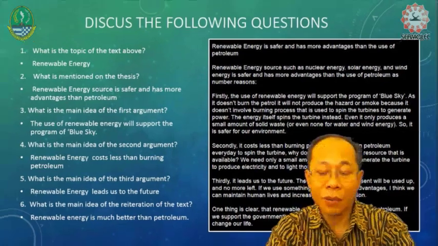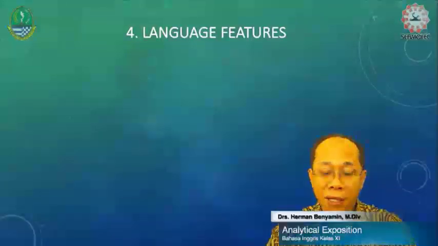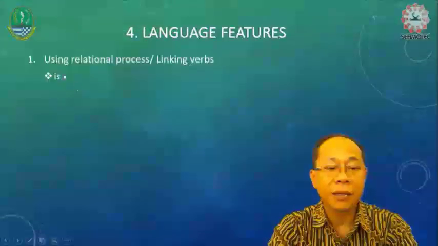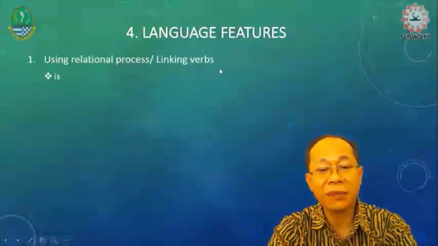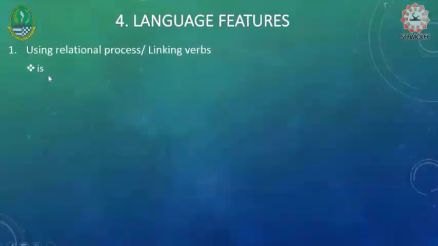Now, we would like to go to the language features. You have to know what there is in the text of analytical exposition. Okay, first, it uses the relational or linking verb. We find the linking verb is. The linking verb is a word that links the subject and the predicate, the subject with the place, the subject with the adjective. And I find the linking verb or the relational process is.